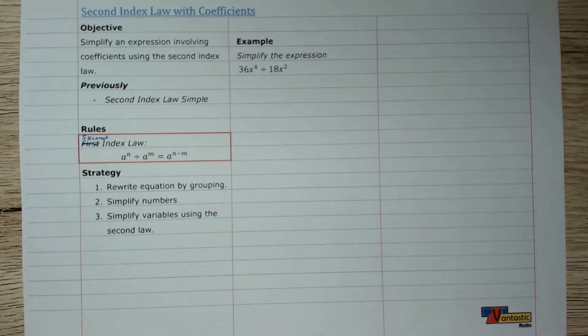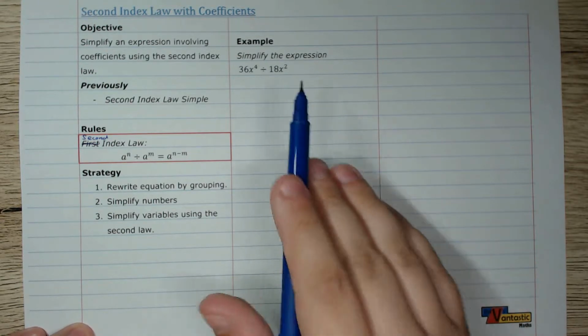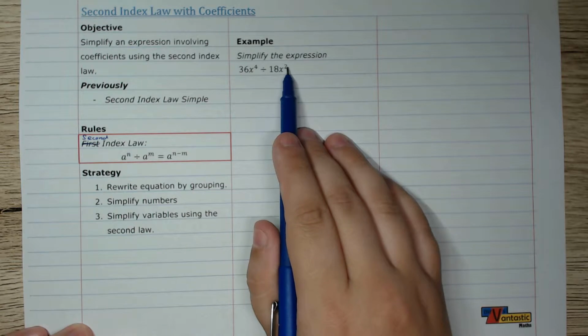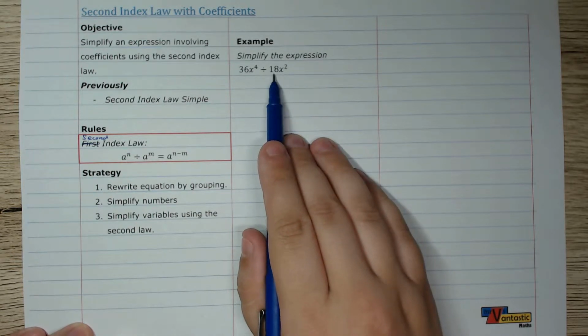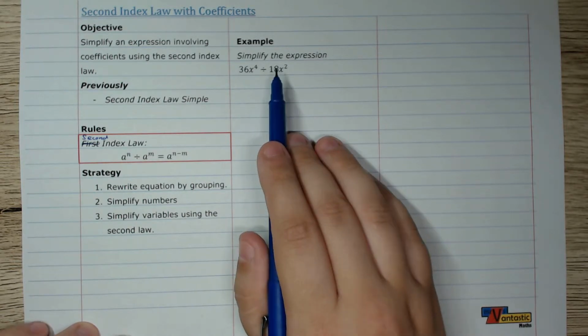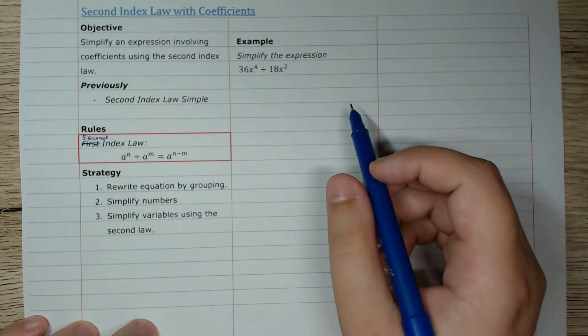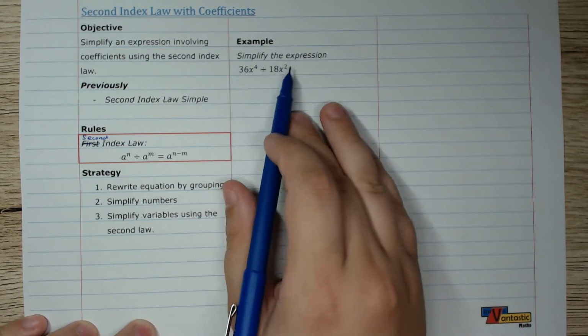Hi, this is Mr. V, and in this video we are going to look at how to simplify an expression that has both coefficients and a division sign. So this expression that we have here, we've got variables with powers attached to them, and we have these coefficients. So to deal with that, we're going to start by regrouping our equation.